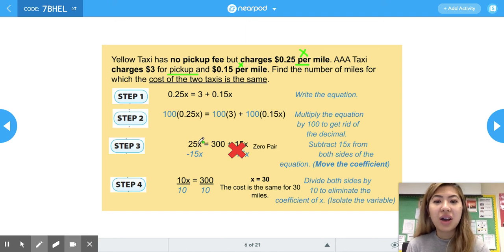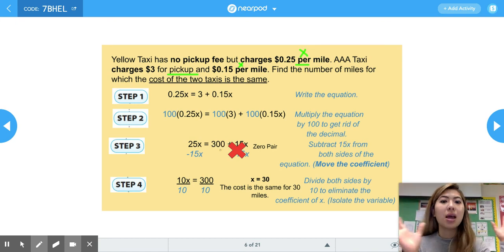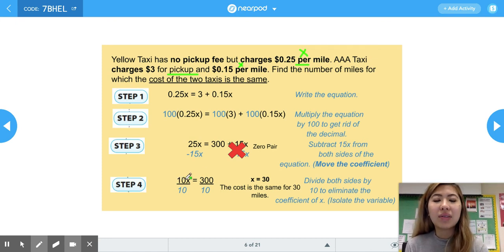And then we have 25x minus 15x. 25 minus 15 is 10x. And then we're just left with the 300. Because again, the 15x minus 15x made a zero pair, is zero, cancels out. Now we have 10x is equal to 30.